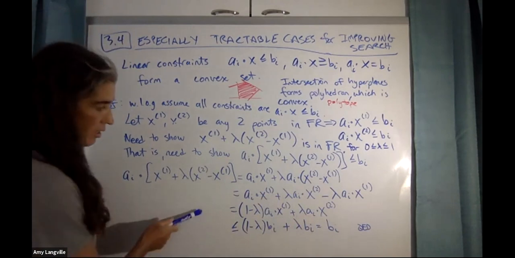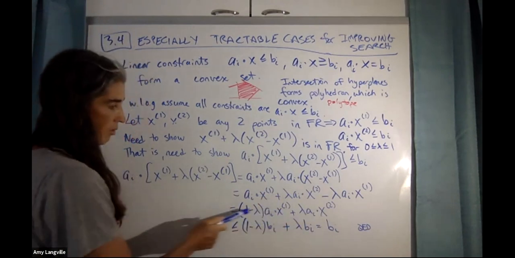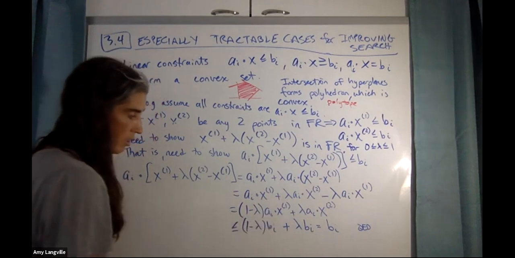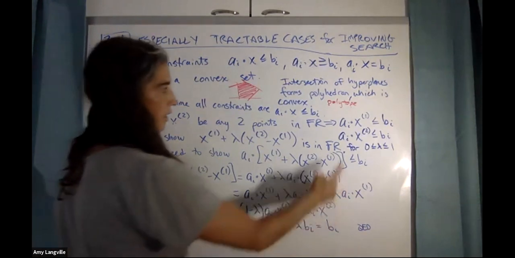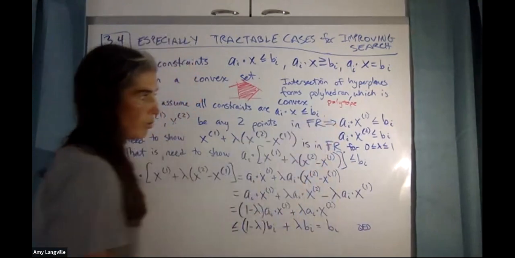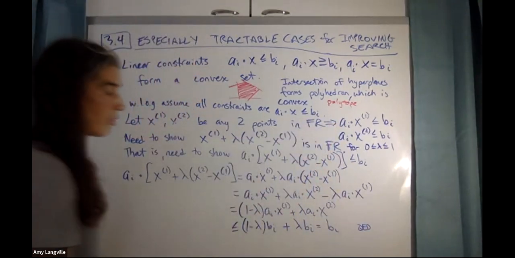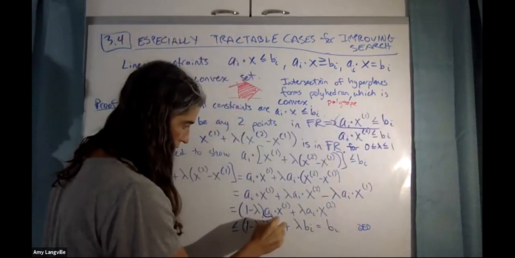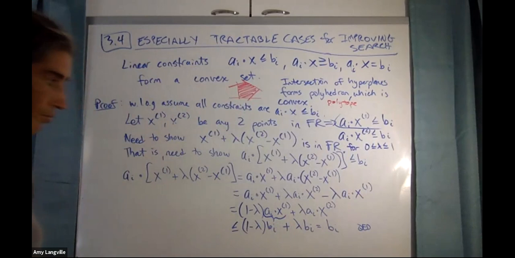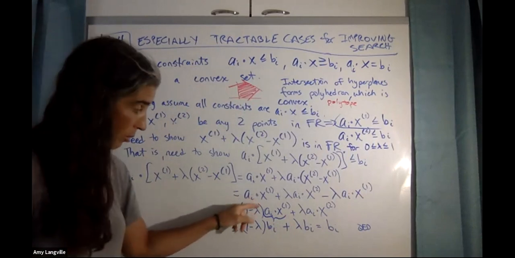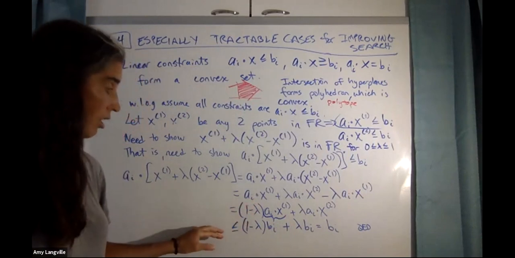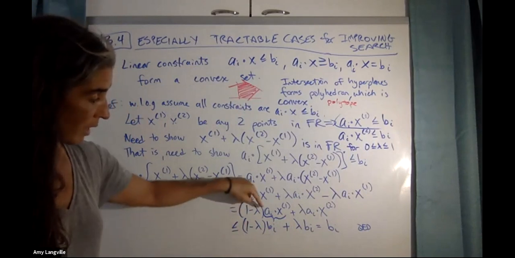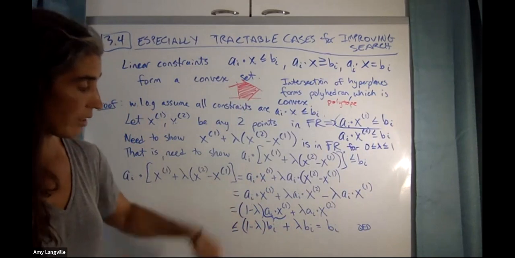And so at this line right here, we can now make some statements. We know ai x1 is less than or equal to bi, right? That was by our assumption that x1 was in the feasible region. So this part helps us make this next statement. We're replacing that right there with the bi. So 1 minus lambda, that's still going to be a positive number, so it doesn't change the direction of the inequality. So we can say 1 minus lambda ai x1 is less than or equal to 1 minus lambda bi.